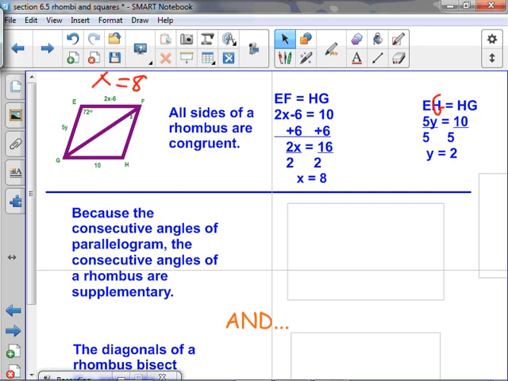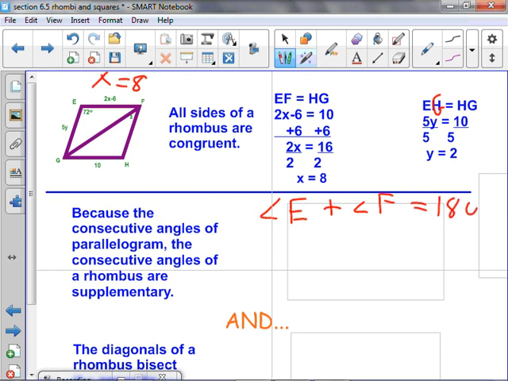Okay? Because we have a parallelogram, we know that consecutive angles must be supplementary. So because this is a parallelogram, I know that this and this are supplementary, or I know that this and this are supplementary. And I'm going to use that to know that the 72, or angle E, plus angle F have to equal 180.